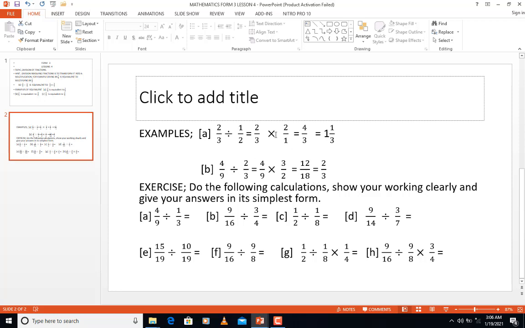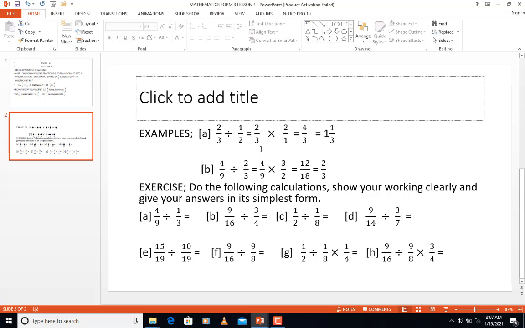So in these examples, what is most important is the equivalent. So whenever you are dividing fractions, you multiply by its equivalent. You multiply by its equivalent.